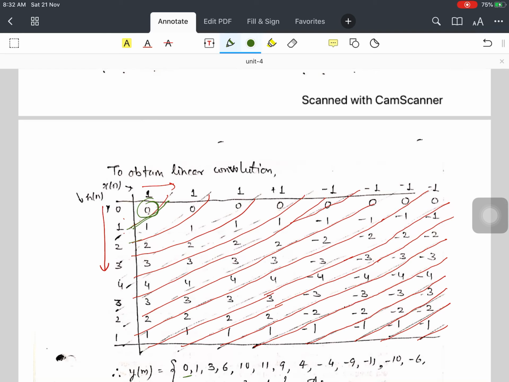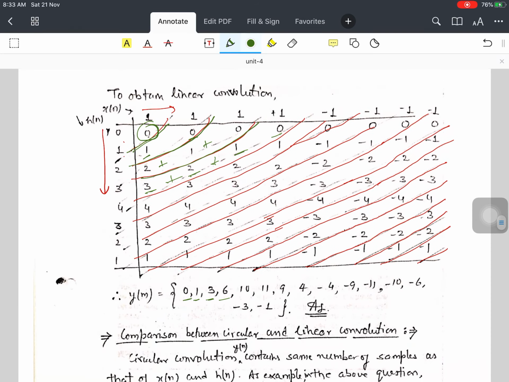If I talk about this combination, 1 plus 0, that is 1. Now, if I talk about this one, you can see over here, 2 plus 1 plus 0, that will be 3. Now, 3 plus 2 plus 1 plus 0, so 6. So, in this way we can calculate this linear convolution. So, we will get this answer using the linear convolution.